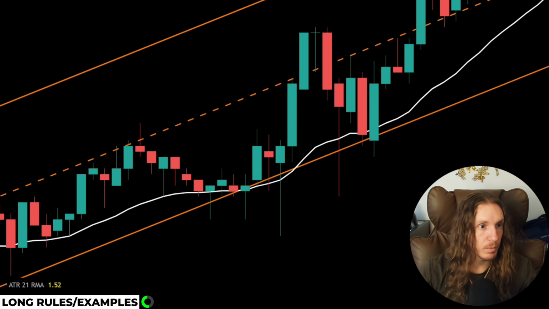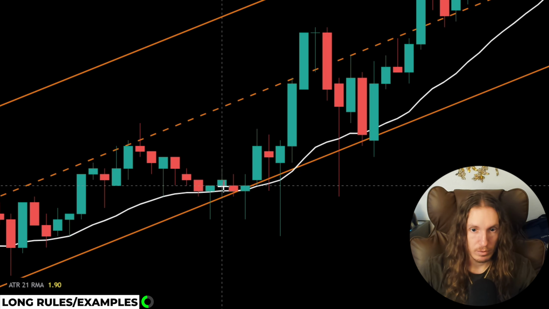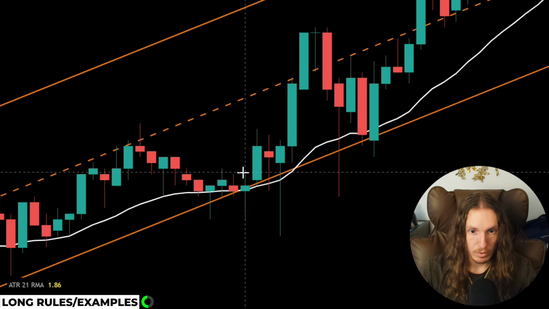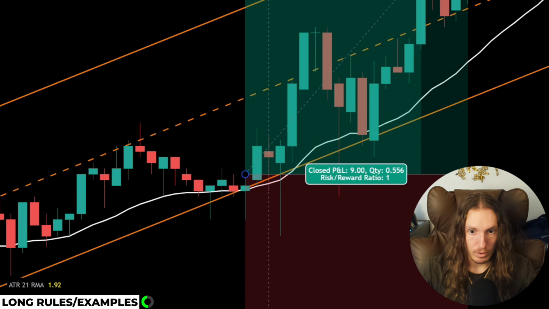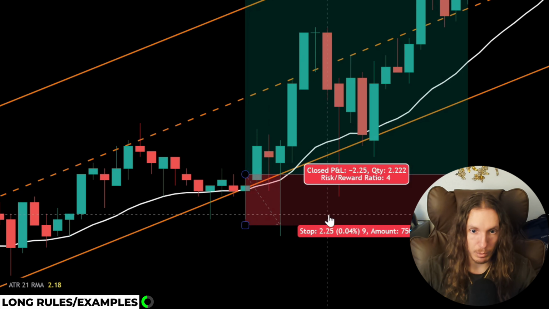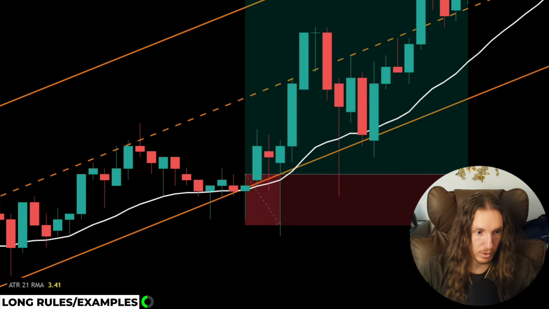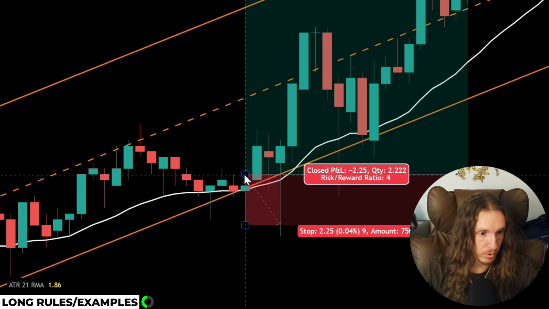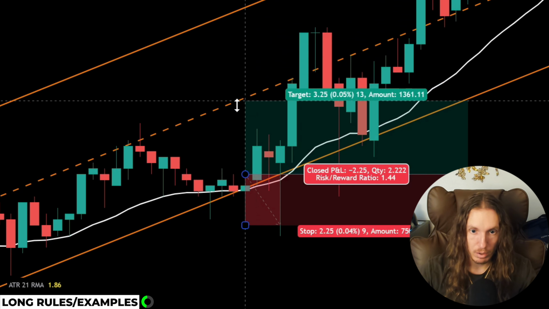So what we're going to do is take our order. One tick below the signal bar is our stop loss. And the ATR, if I hover over this candle at the time, was at about a 1.86. So it was actually pretty small.